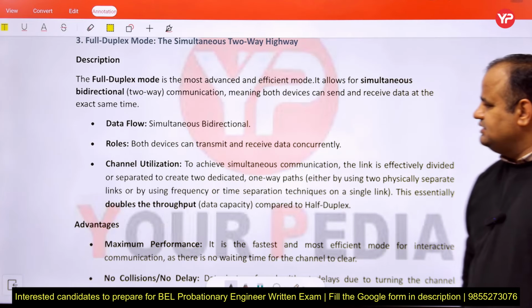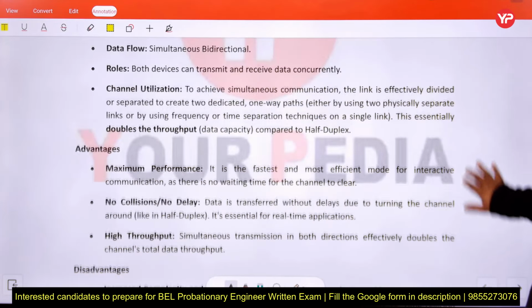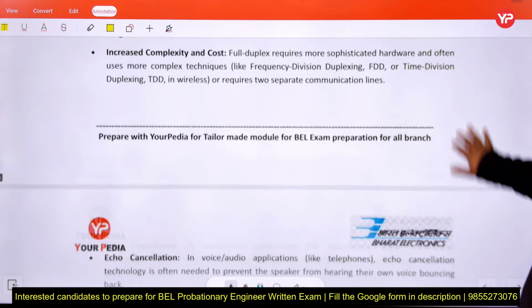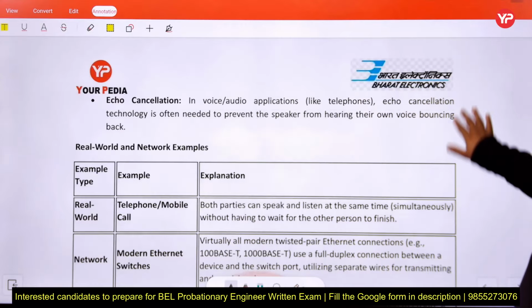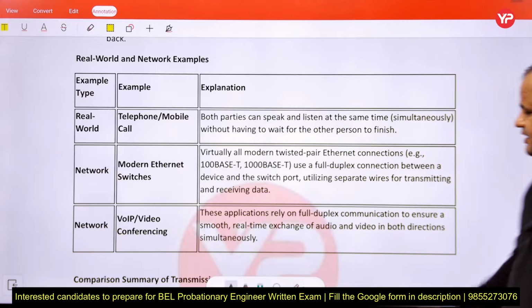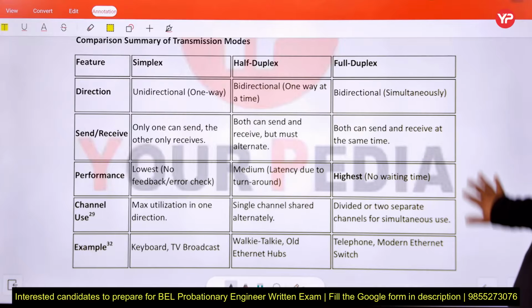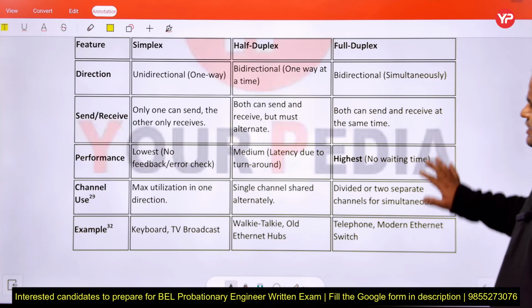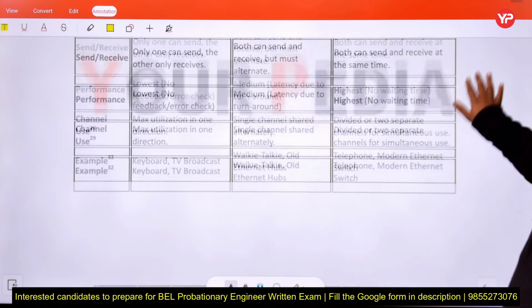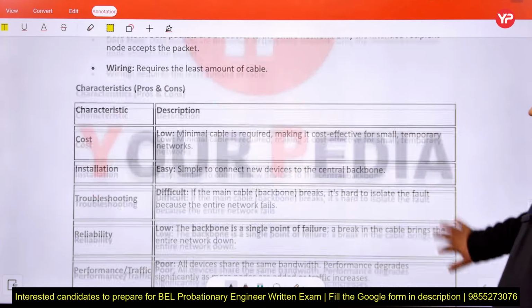So data flows in simultaneous directions on the channel. Maximum performance is there. That is the important point. Here you can see the real world examples. Mobile calls are the real world example. So this is the comparison. You will get a straight one line question from these tables also. That's the importance of these notes.